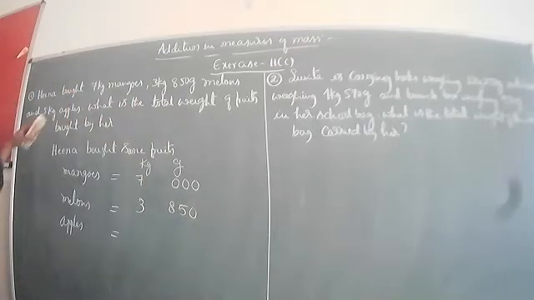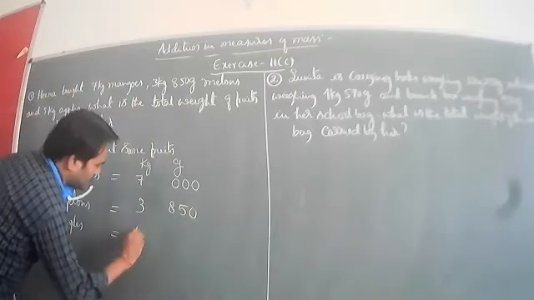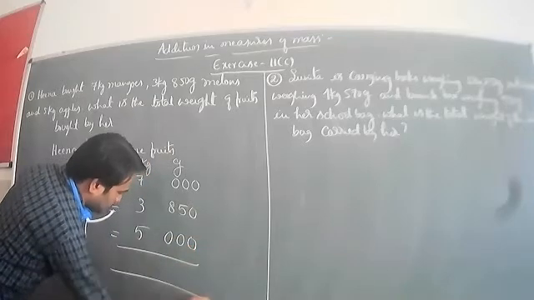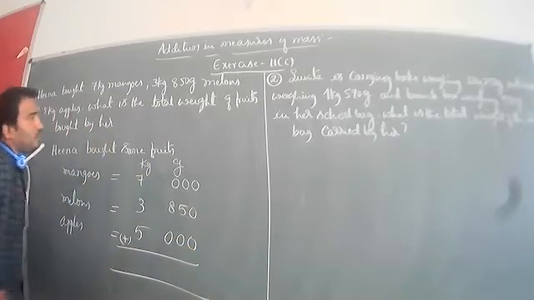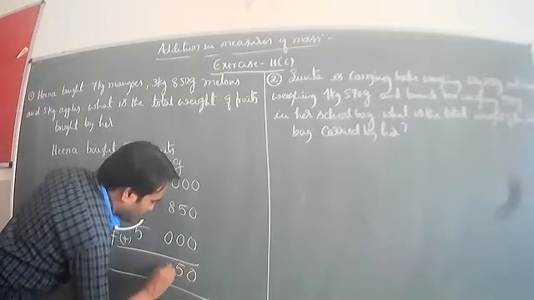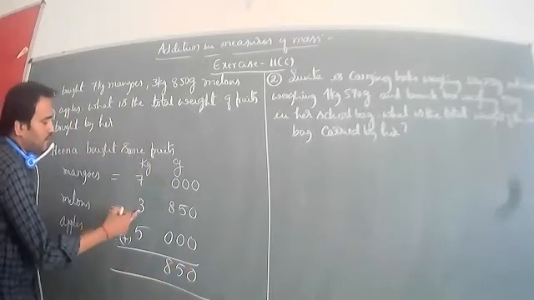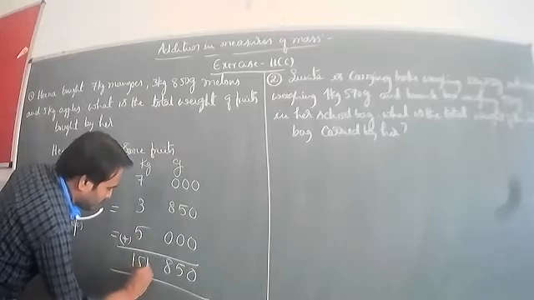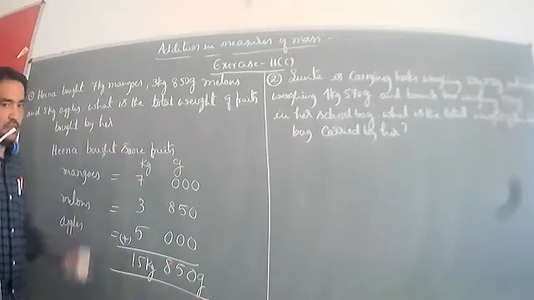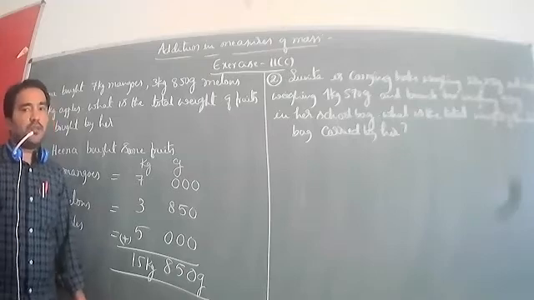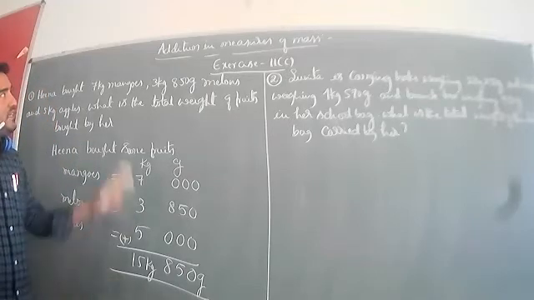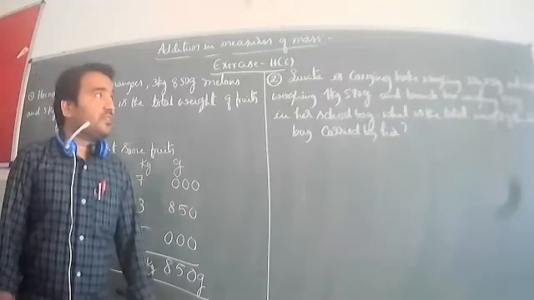Next, apples, 5 kg. Here also gram is not there, so we should write 00 gram. So find out the total weight of fruits. We should find 0, 5, 8. Then 7 plus 3, 10. 10 plus 5, 15 kg, 850 gram. So we can do it this way. This is how to find the answers of statements and problems in addition in measures of mass.